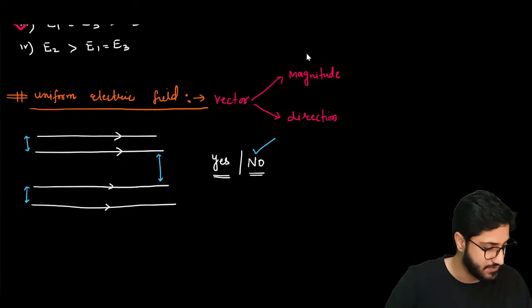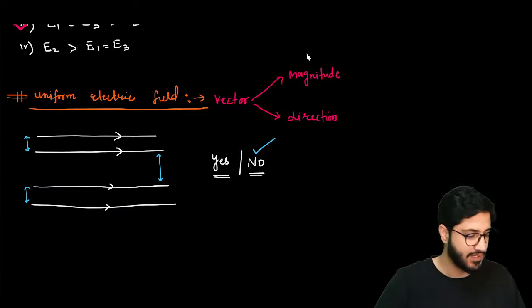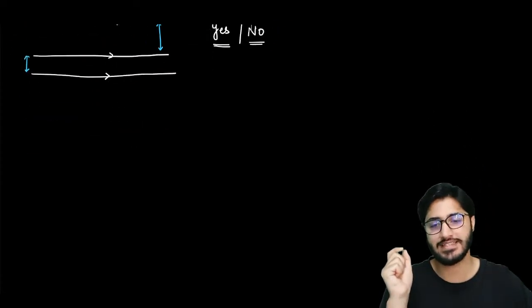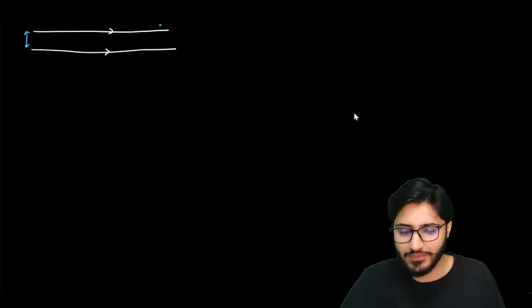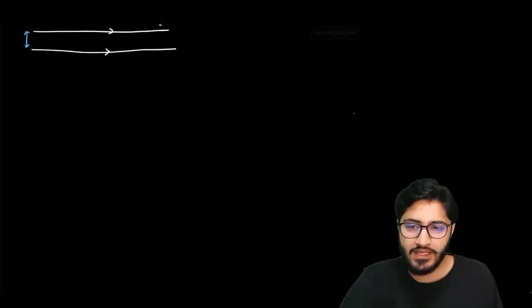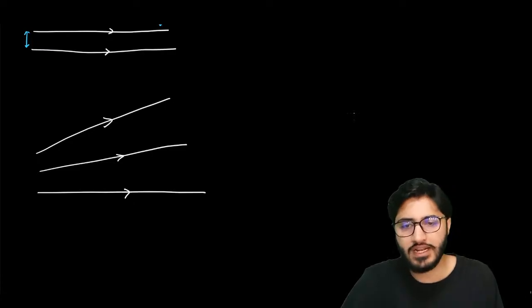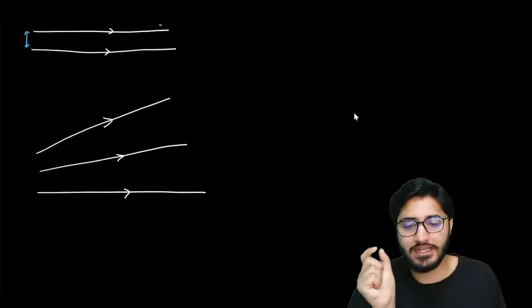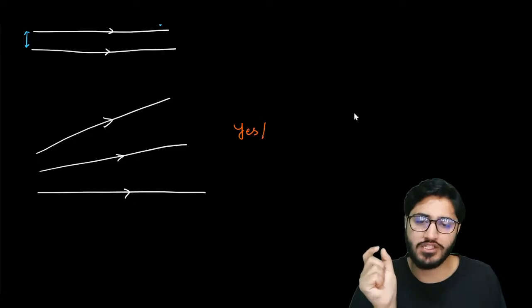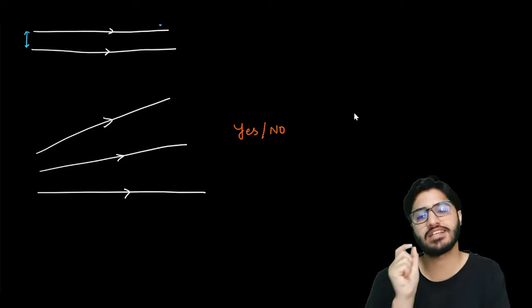It is very easy, no? Okay. Now let's take the second example. If we have something like this, now tell me, do these lines represent a uniform electric field? Yes or no?